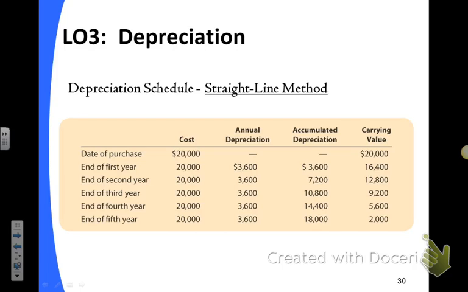So a straight line depreciation schedule looks much like this. If you notice, the cost is always the cost. It's always going to stay the same. What you'll notice is the annual depreciation is the same, and it's accumulating each year based on that annual amount adding up. So if our annual depreciation is $3,600, at the end of the first year, we'll depreciate that asset by $3,600, and therefore the carrying value will decrease from $20,000 by $3,600. So the book value or carrying value is going to be $16,400.